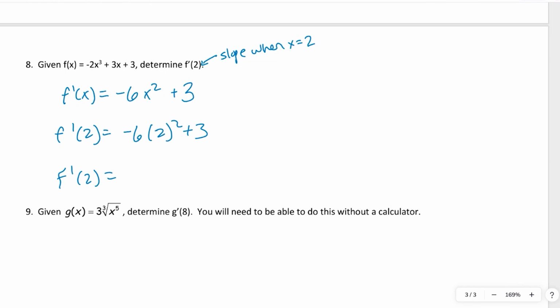So let's see, what would that be? 4 times negative 6, it's going to be negative 24. Plus 3 is negative 21.